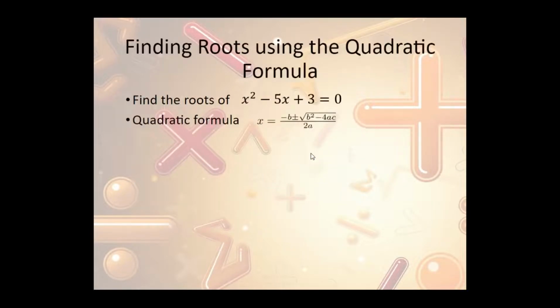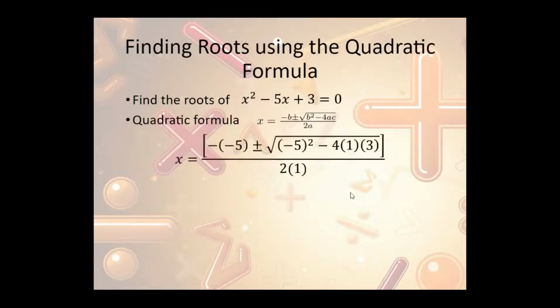Okay, so let's take a look here. We're given x squared minus 5x plus 3 is equal to 0, and we're asked to use the quadratic formula. So we're going to plug in. Negative b becomes negative negative 5, which is positive 5, plus or minus the square root of negative 5 squared minus 4 times a, which is 1, times c, which is 3, over 2 times a, which is 1. And we end up with this. So all I did was plug into the formula.